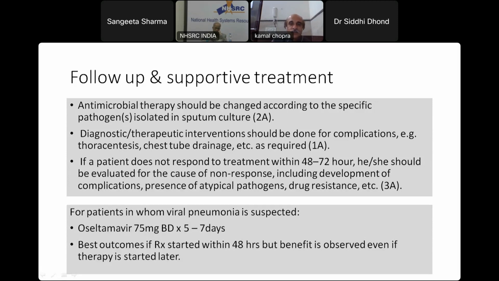For patients in whom viral pneumonia is suspected, oseltamivir 75 mg BD for 7 days. Best outcome if treatment is started within 48 hours. So in every case of pneumonia, viral or bacterial, treatment should be started within 48 hours to get a better outcome.